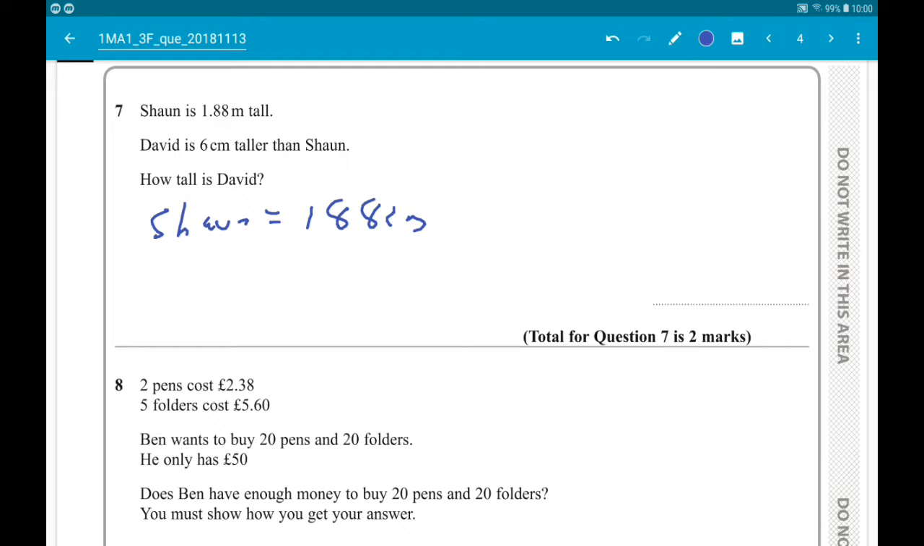So David is 6 centimeters taller. So David then is going to be 194 centimeters. Or 1.94 meters. Either one of those is fine.